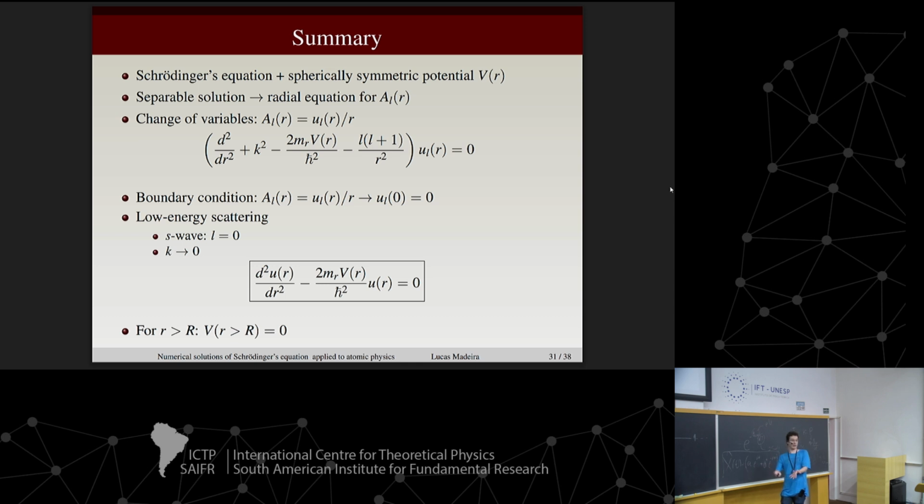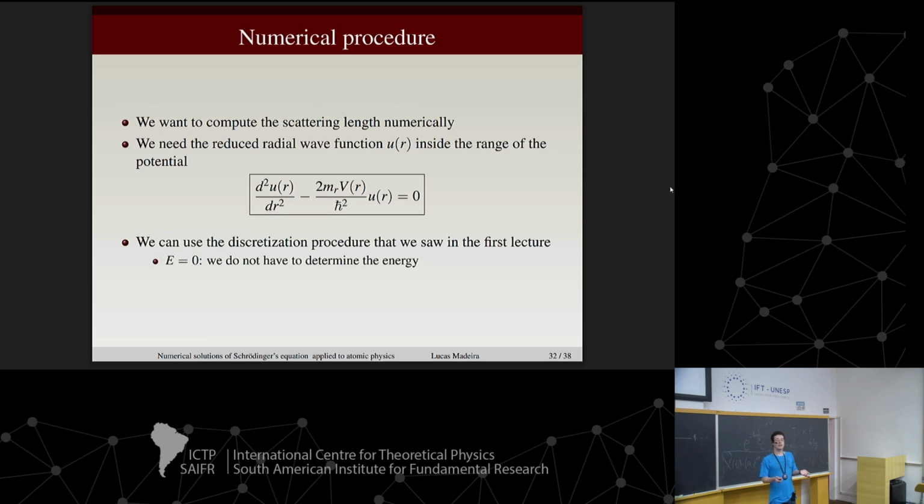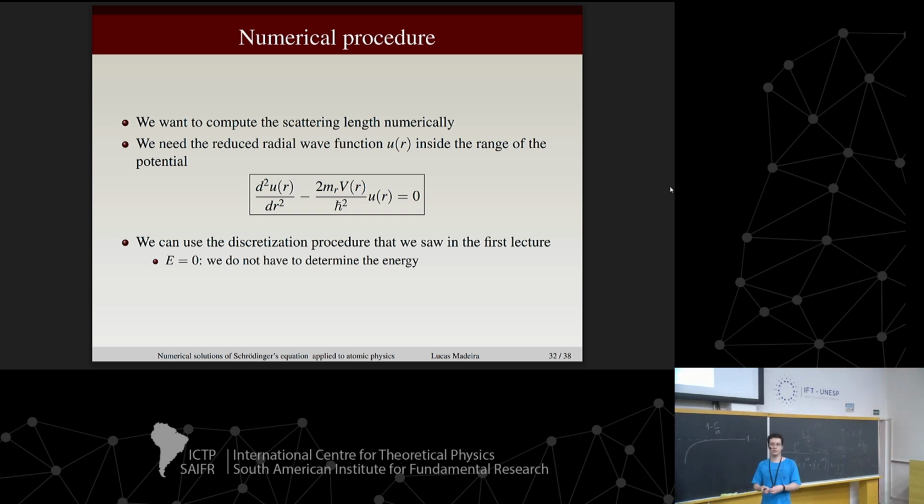Now it's the project that I'm proposing for you to develop your own code. And the project is computing the scattering length numerically. I just worked out an example where we have an analytical solution, but that's kind of the exception. For most potentials, you cannot write an analytical solution for the scattering length. Then it's a good idea to compute them numerically, okay?